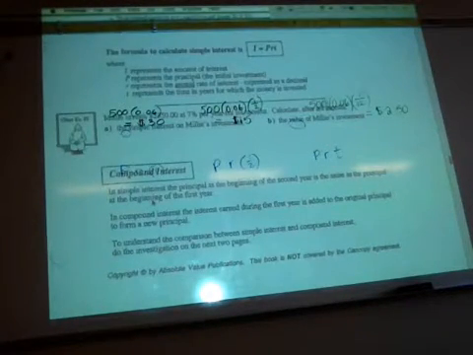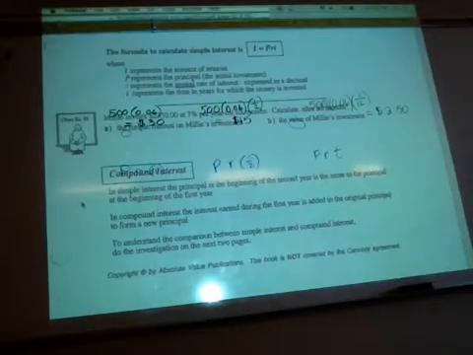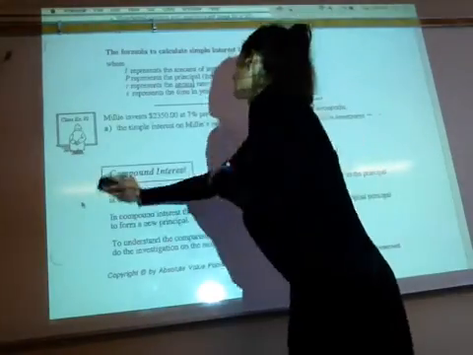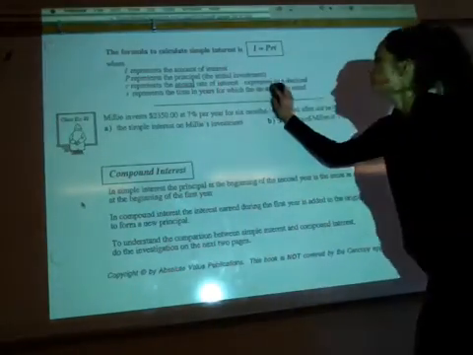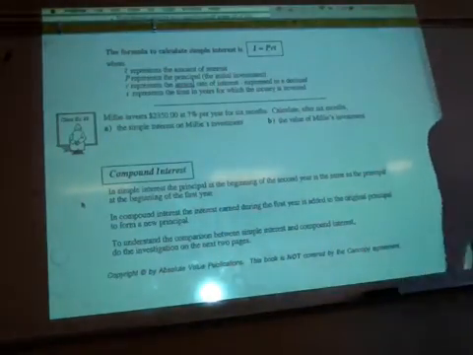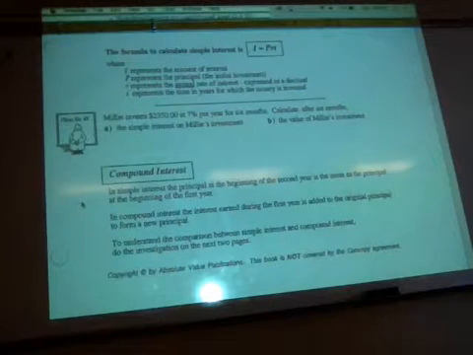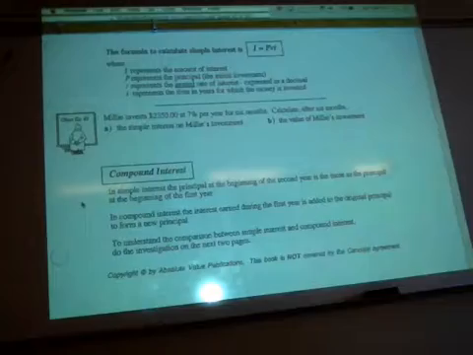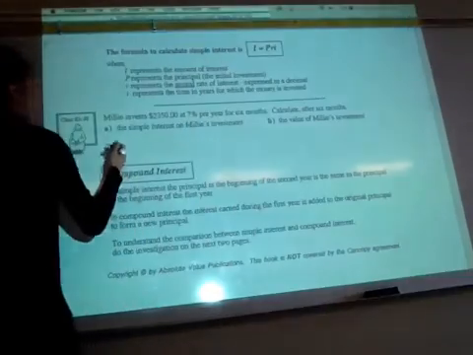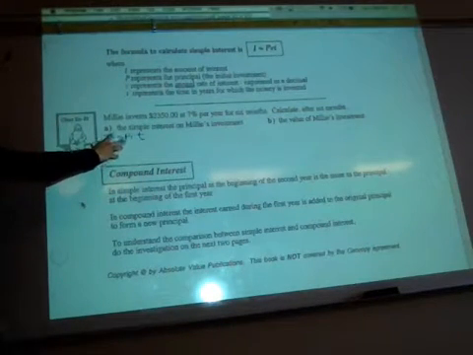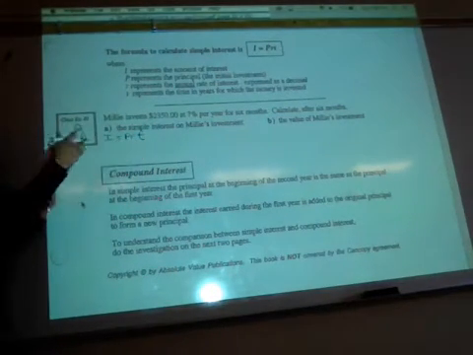So given that formula, we're just going to take a look at what Millie is investing. Okay, so Millie invests $2,350 at 7% per year for 6 months. We have to calculate after 6 months the simple interest on Millie's investment. Okay, so I equals PRT. Interest equals principal times interest rate times T in years.